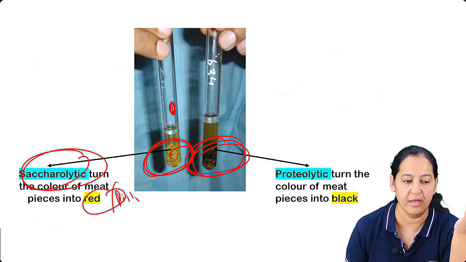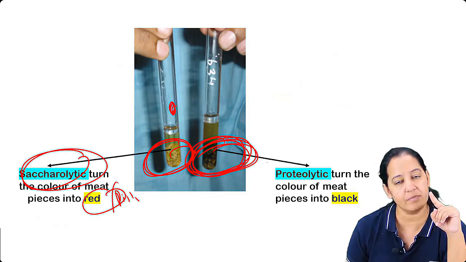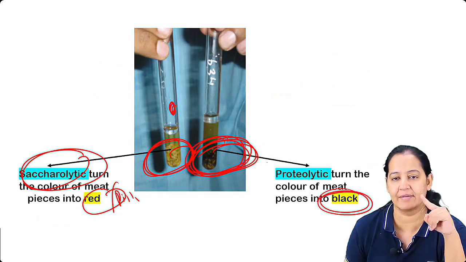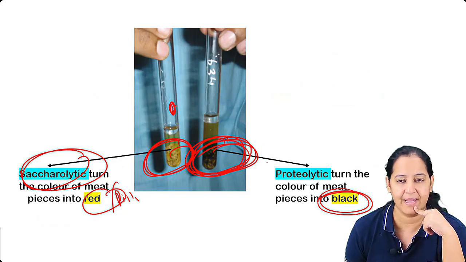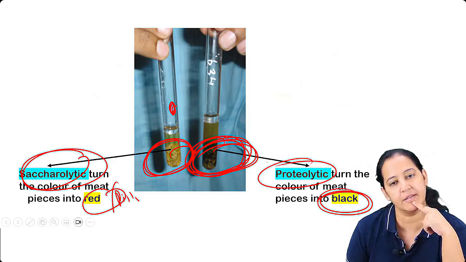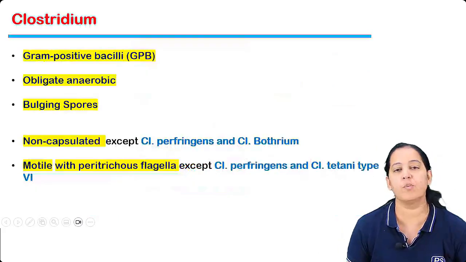Okay. And here you can see this is proteolytic. It's black in color. Here the meat pieces are black in color. Okay, so it's proteolytic. The meat pieces are black. So saccharolytic, protein. So what are the four types?